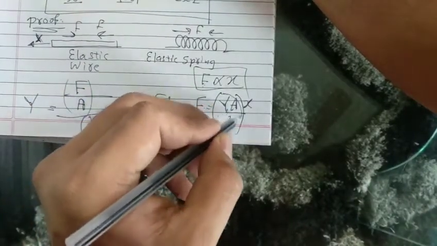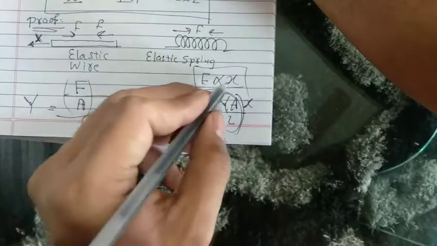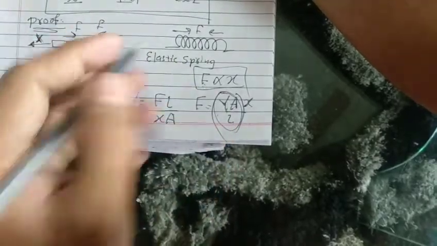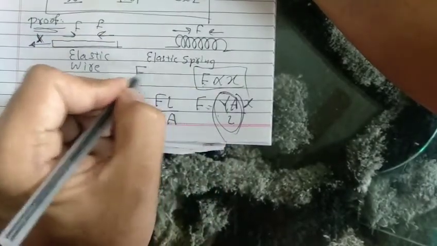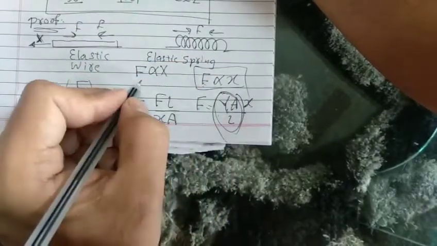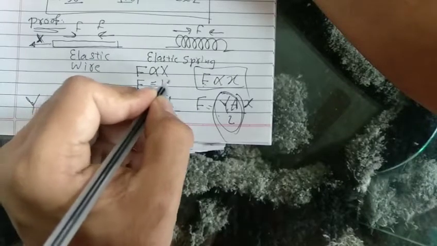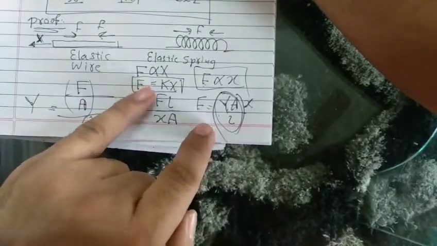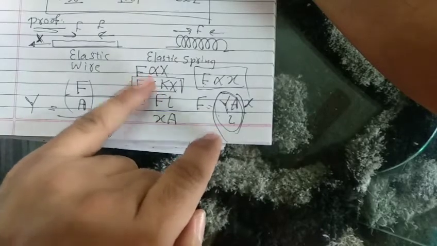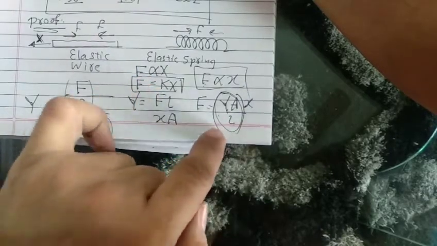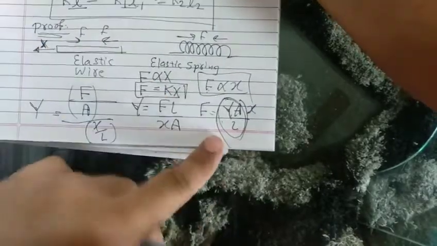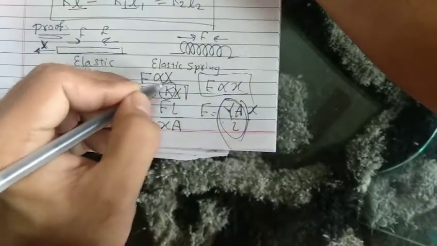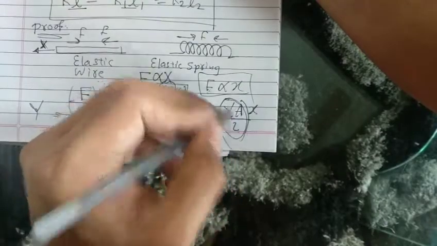So here YA by L is a constant. F is directly proportional to X for elastic wire. And for spring also you know that F is directly proportional to X. In case of spring, F is equal to Kx we can write. So these two formulas, if you compare, one formula is for the spring and the second formula is for elastic wire. If you compare, you can understand that K of the spring is similar to YA by L.